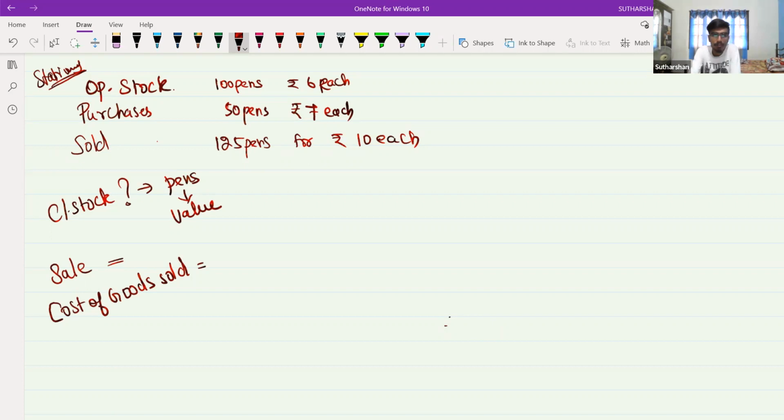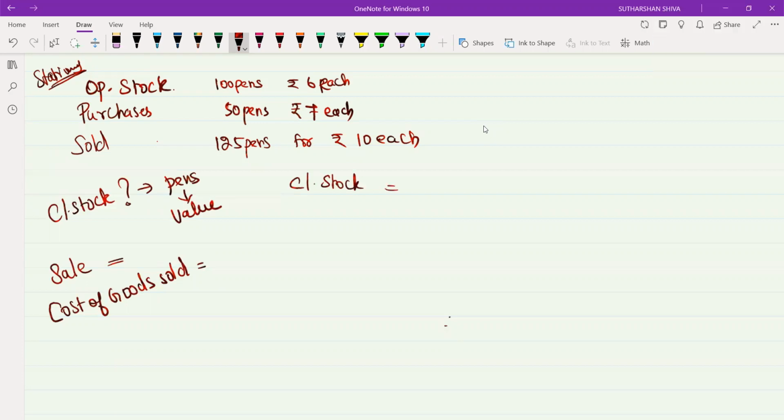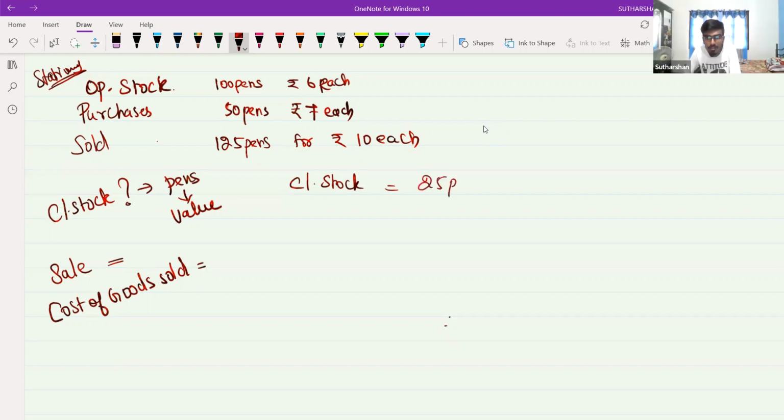Susurita, just unmute and say, what is the closing stock in pence? How many pence do we have left in total? Closing stock 1250. Value is 1250, yeah? We will see right now. How many pence do we have left as a closing stock? 25. 25 pence. Very good.